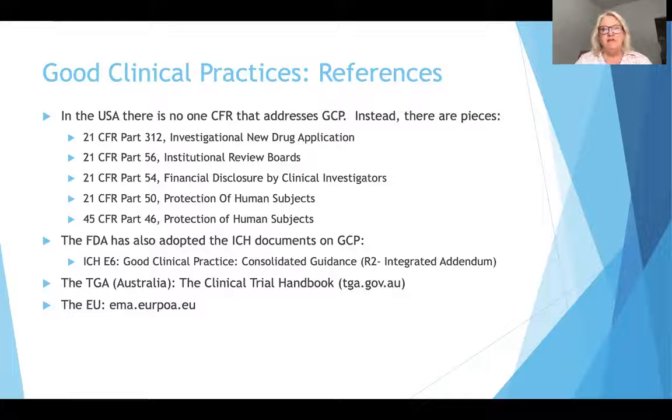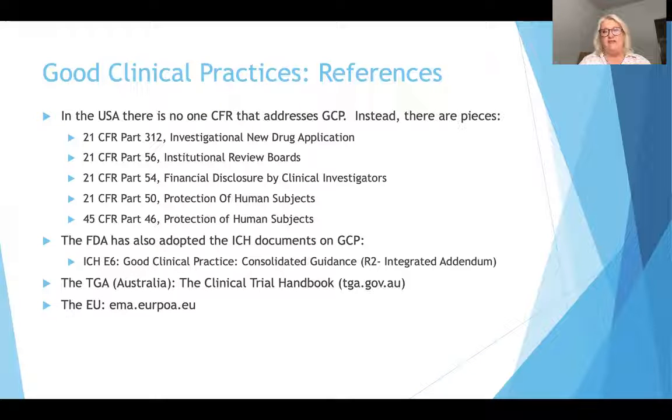Looking at the references, there are a lot of references worldwide that provide guidance for clinical trials and good clinical practices. In the United States, there is not one CFR, Code of Federal Regulations, that addresses good clinical practices. Instead, there are what I call pieces located in a number of different sections. 21 CFR is the guidance for all food and drug activities. Part 312 addresses the investigational new drug application, and in there it does provide some of the elements of good clinical practices, but doesn't describe it as such.